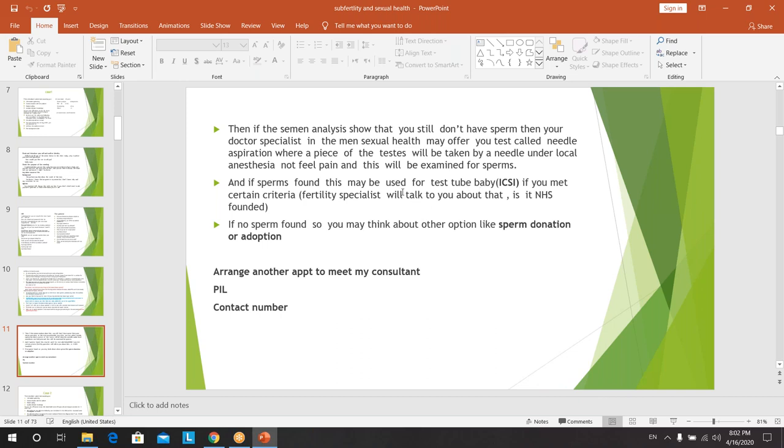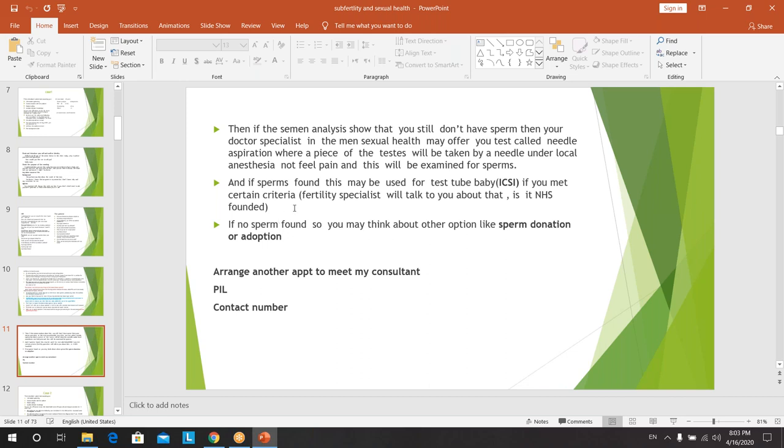It is called the ICSI, like that. And this will be funded by the NHS if you fulfill certain criteria. If there is no sperm found, you may think about another option like adoption or sperm donation. Am I okay so far?